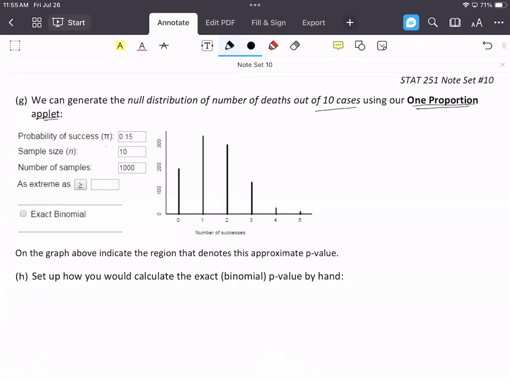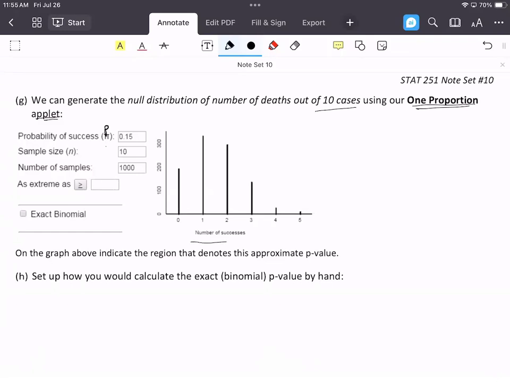So we're assuming that pi is the same thing as p, and p is 0.15. Okay, so 15%, we're assuming that's true. Our sample size is 10, and we're going to run 1,000 samples because remember, we're just generating this to see how unusual it would be to have 8 or more deaths in this case. So this is what the null distribution looked like.